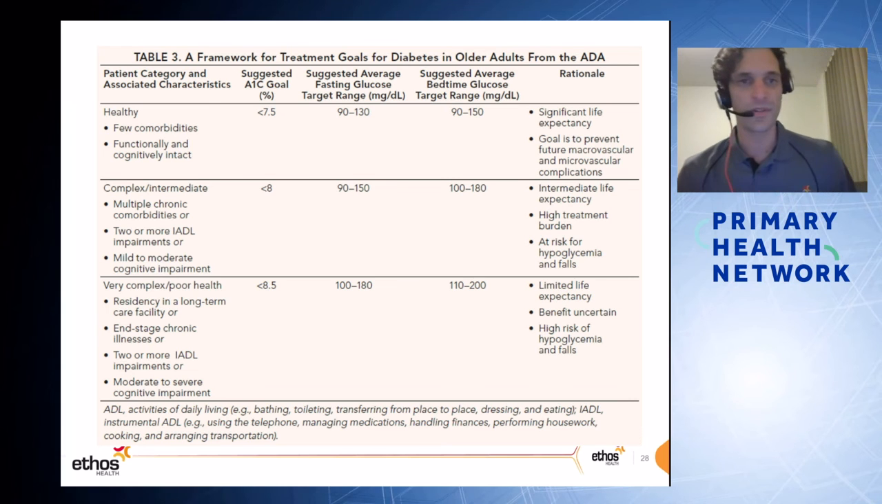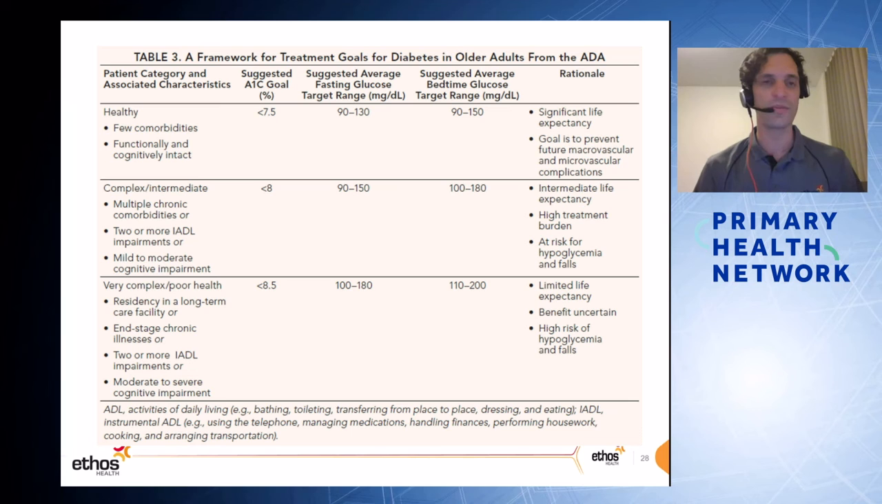So if you look at the third column there, the suggested HbA1c targets may increase up to, anything under 8.5% may be reasonable for that resident if they've got multiple issues, they've got cognitive impairment, and yeah, there's just that uncertain benefit.